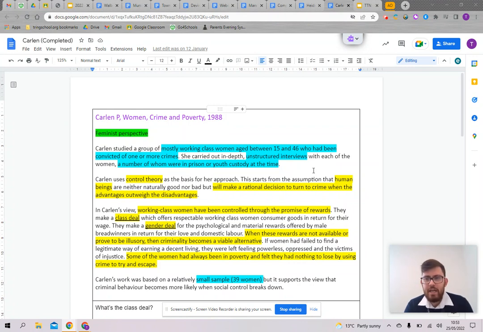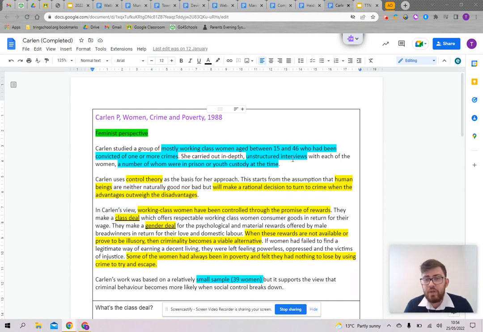Now, it's worth noting in your exam paper, you could get asked a research methods question to do with Carlen or any of the other case studies, for that matter, which actually have research within them, and there are a few of those. So it's worth at least putting on a flashcard or something what sort of method Carlen used and who she studied. So you can see she studied mostly working class women between the ages of 15 and 46, so a fairly varied age bracket, who have been convicted of one or more crimes.